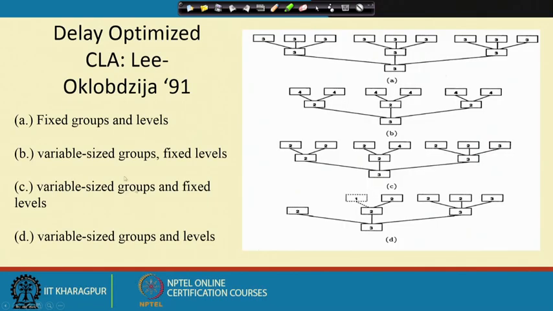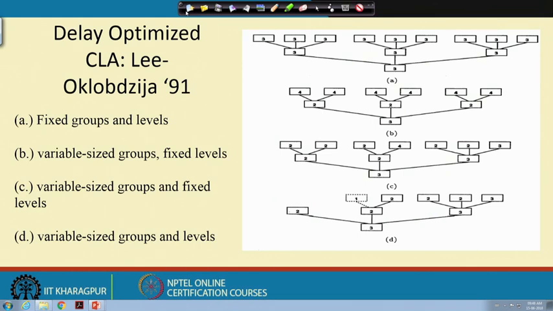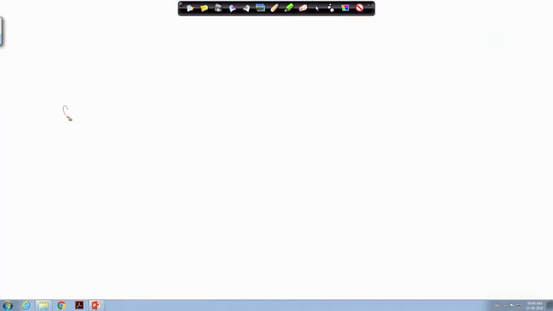So, this is basically the work of Lee and Oklob in 91. Here you see there are 4 different architectures which follow this CLA method. The first one is the fixed groups and levels, whenever we are generating the corresponding carry.